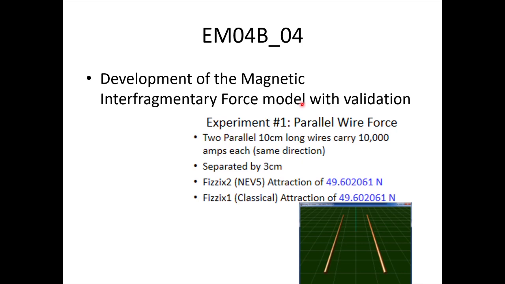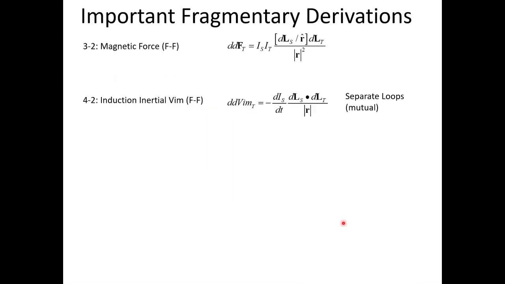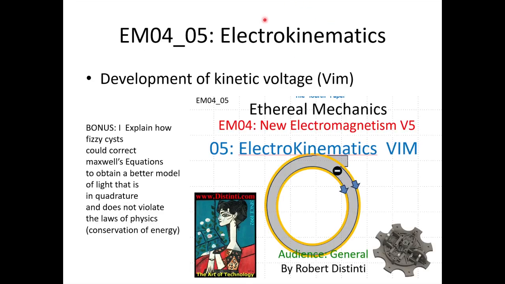Okay, then we get on to video number 4, where we develop the magnetic interfragmentary force model, and we have an experimental validation. That gives us this model here. Then we go into 5, we develop the thing called VIM to replace EMF. That's part of the improvement for the 5.1 paper.